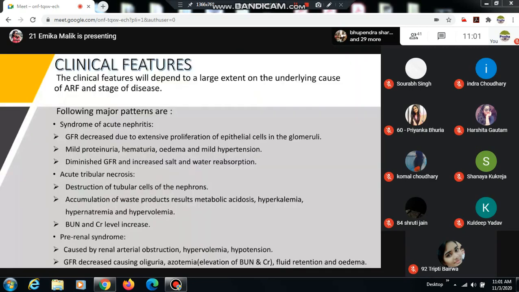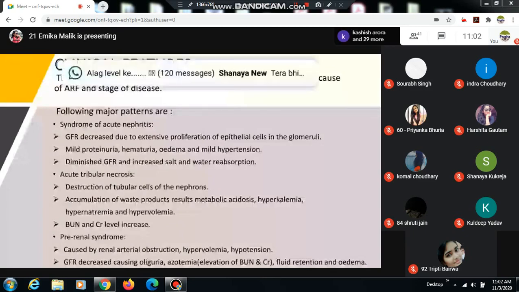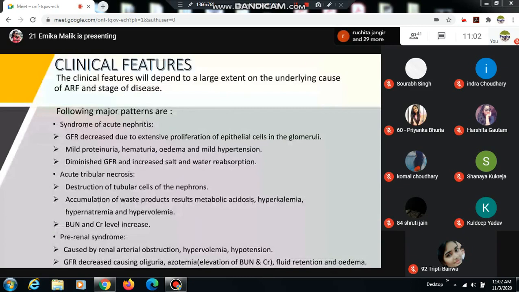Clinical features: syndrome of acute nephritis, GFR decrease due to extensive proliferation of epithelial cells in the glomeruli, mild proteinuria, hematuria, edema, and mild hypertension. That is, protein in urine, blood in urine, edema, swelling, and hypertension. Diminished GFR and increased salt and water reabsorption can be seen.